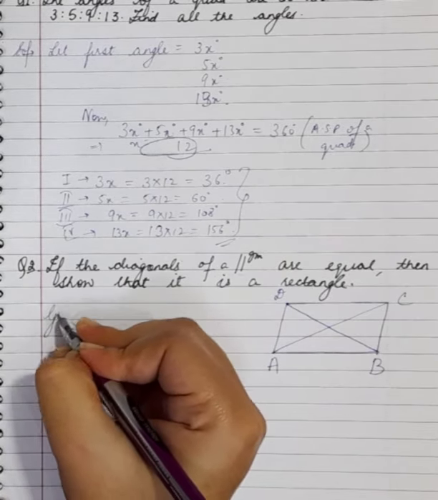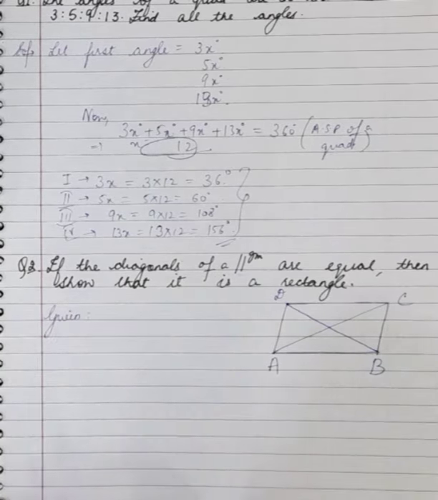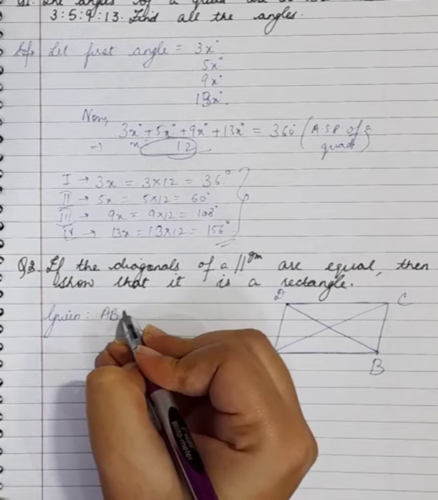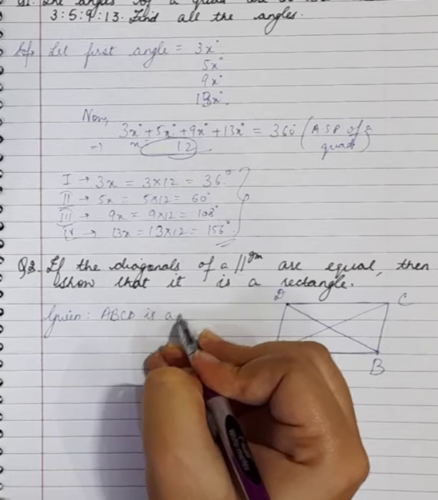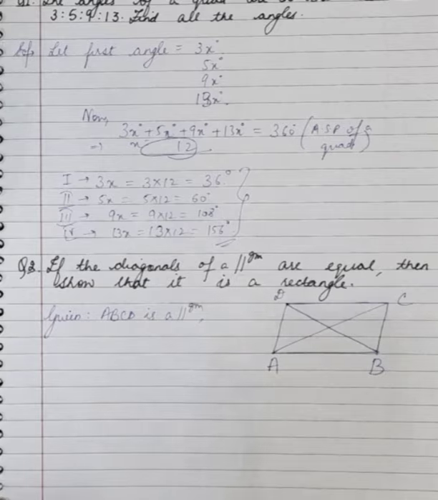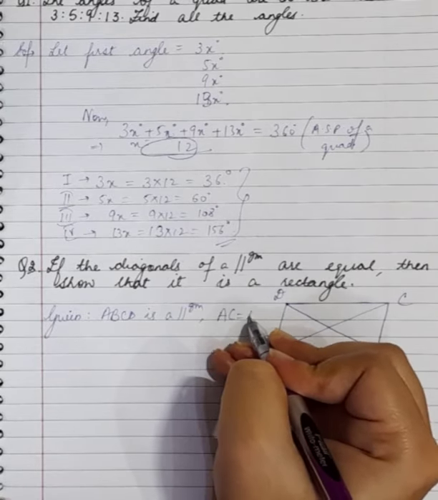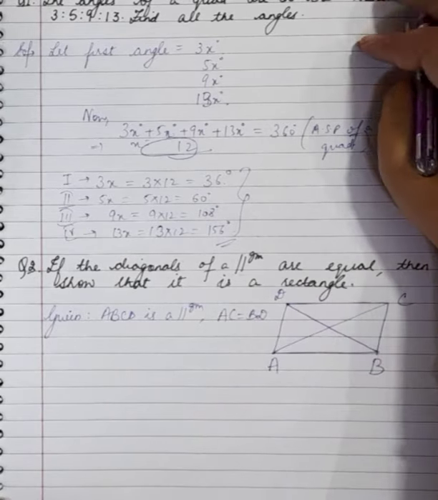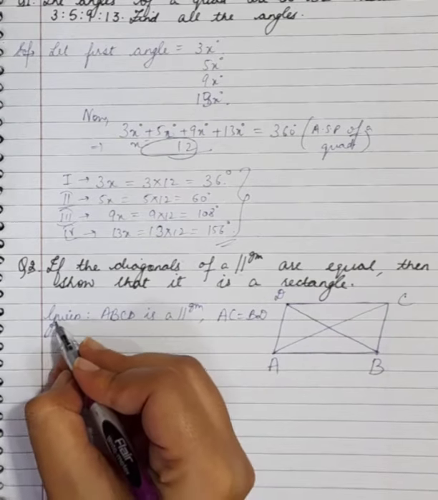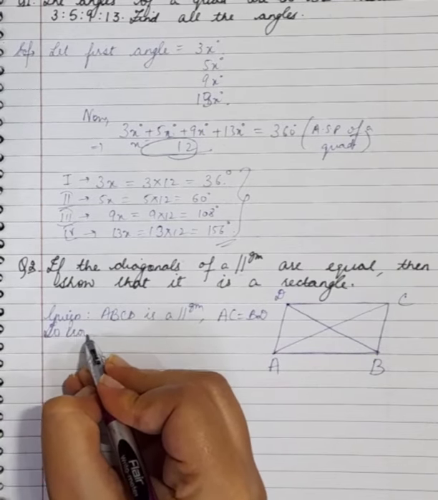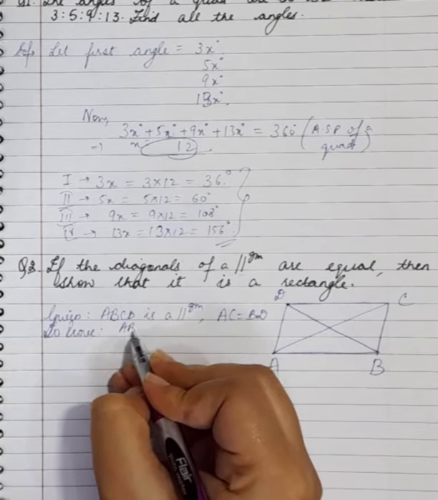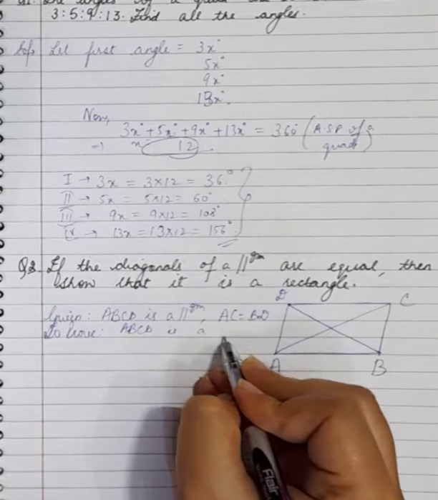So let's write the given portion. ABCD is a parallelogram. AC is equal to BD. So these are the two things given. What we are supposed to prove? We are supposed to prove ABCD is a rectangle.